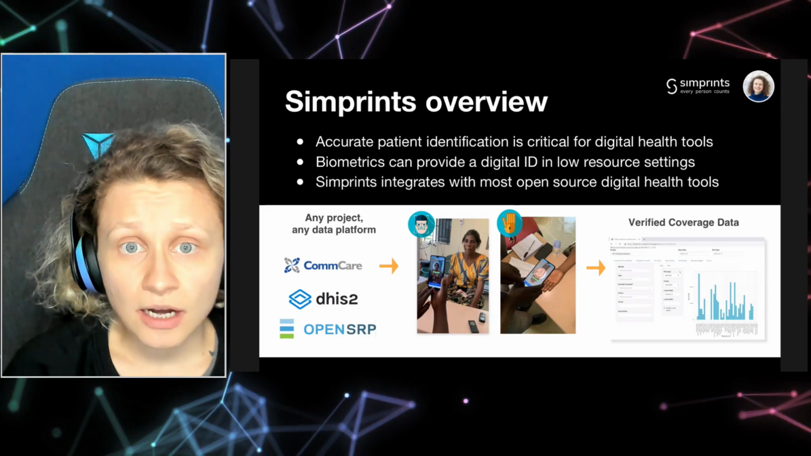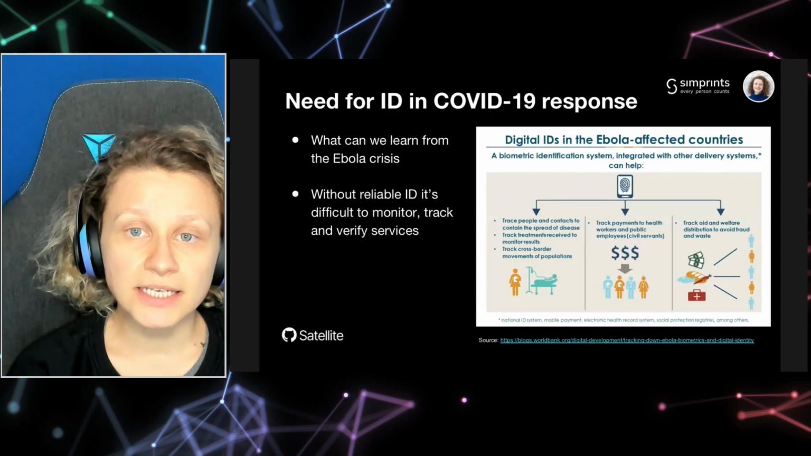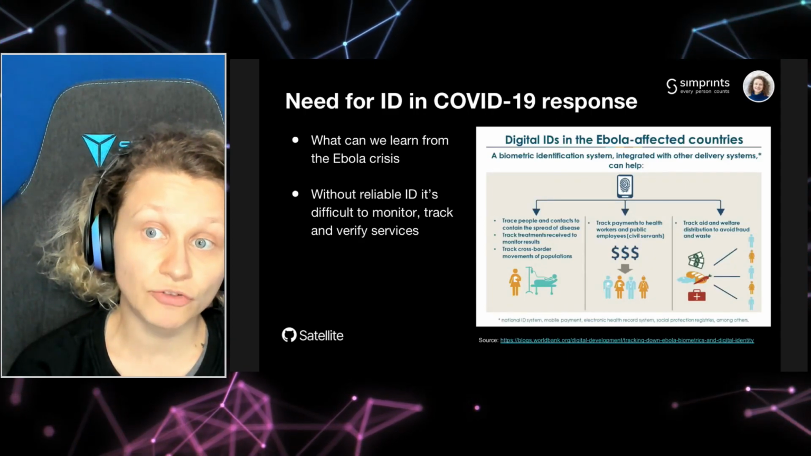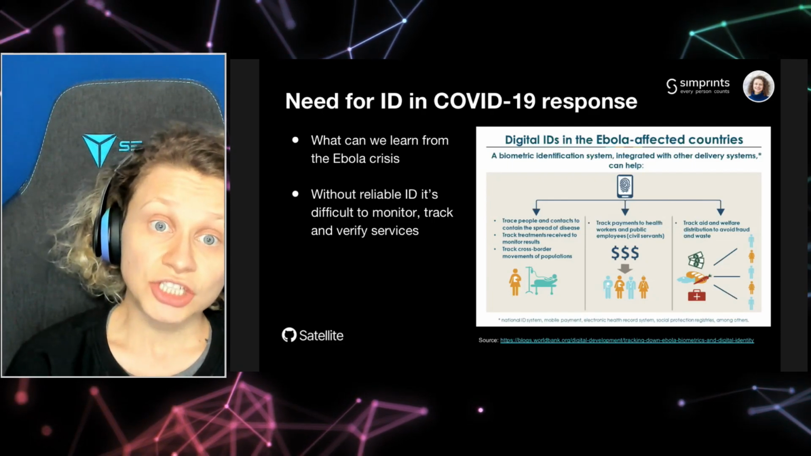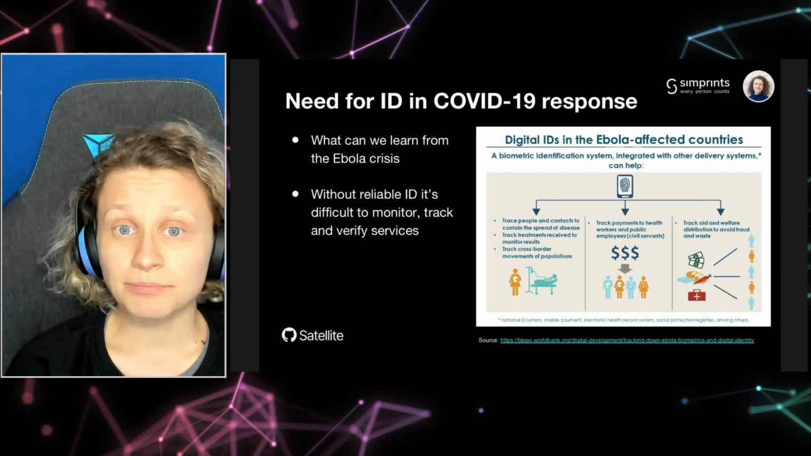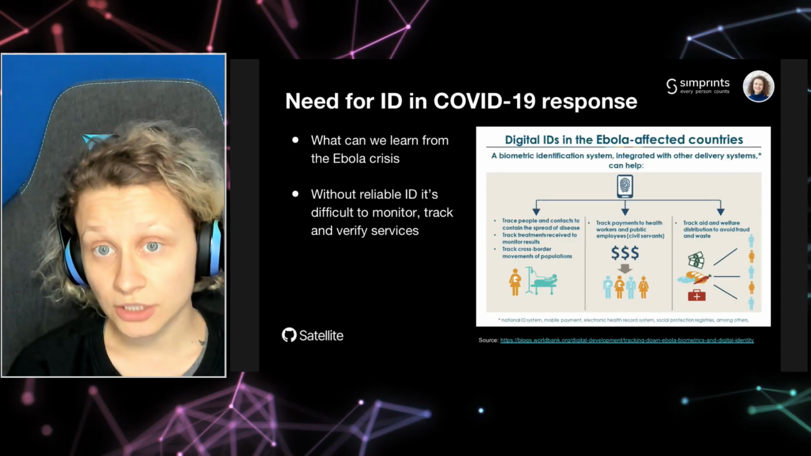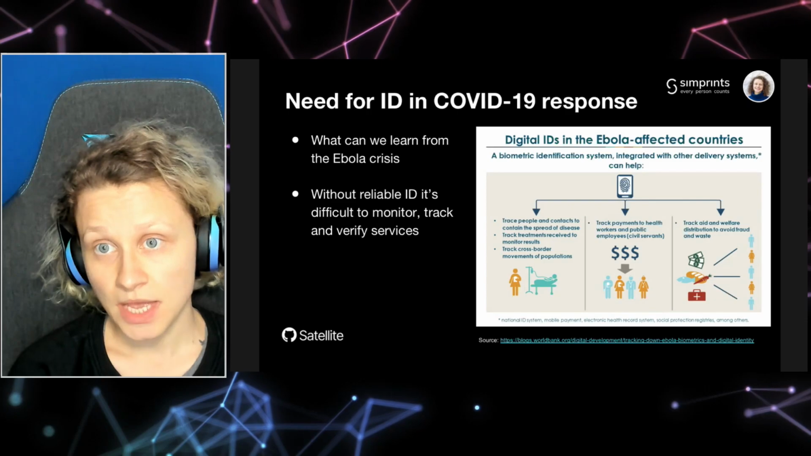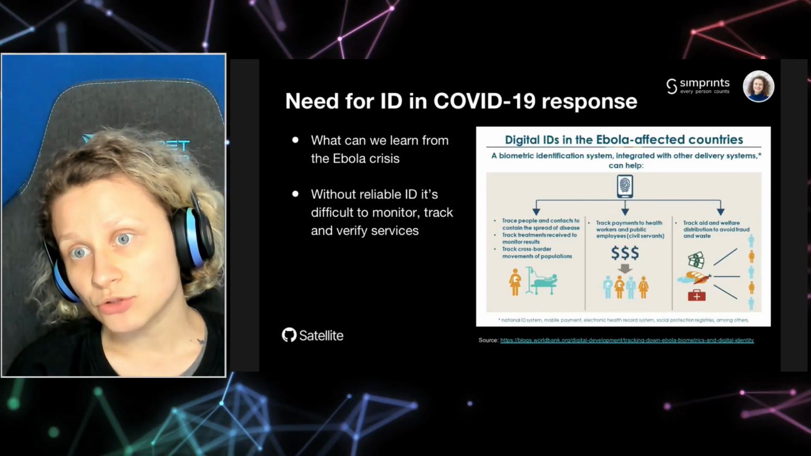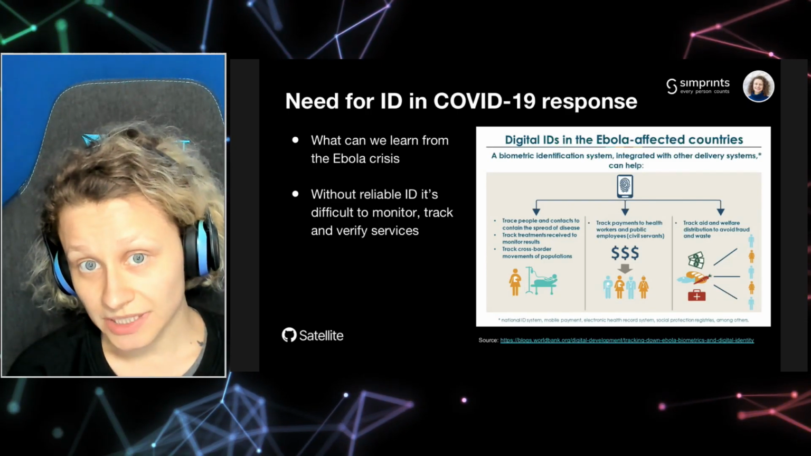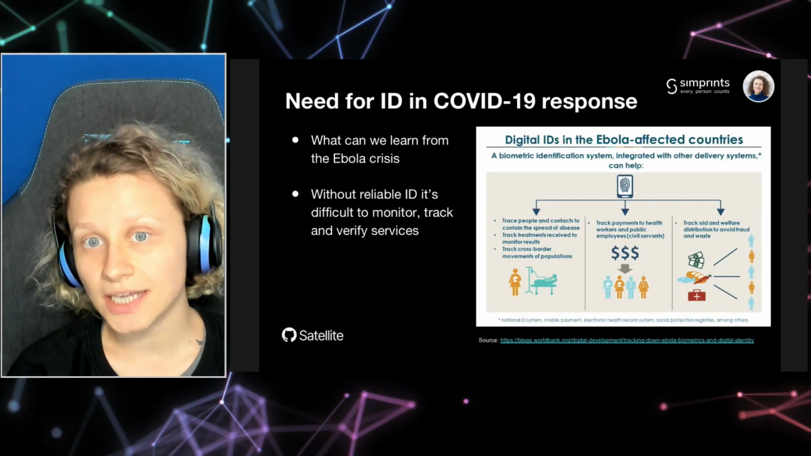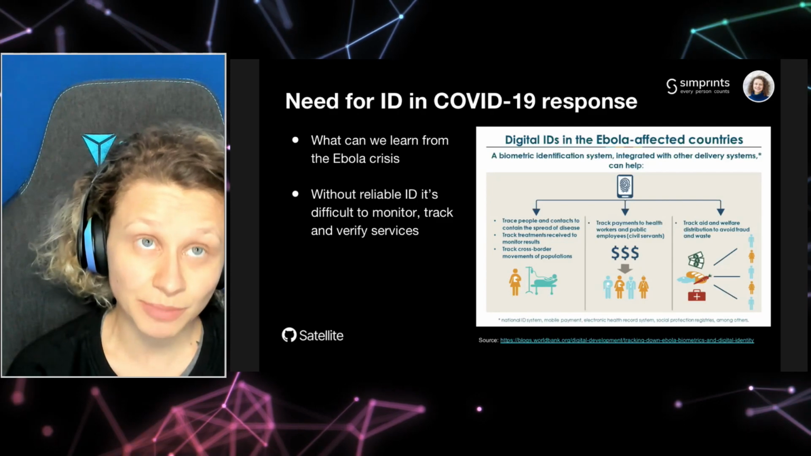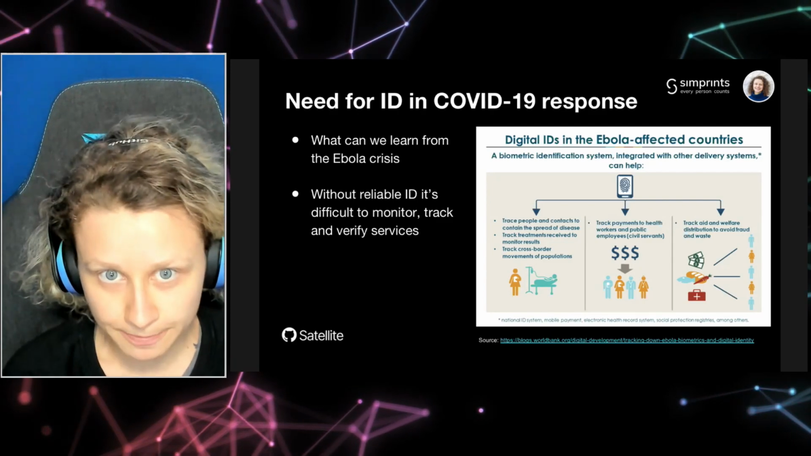In the next slide, we can see that the need for a reliable ID in crisis response has been recognized by the World Bank as a lesson learned from the Ebola epidemic. Digital IDs based on biometrics, when implemented, have been critical for contact tracing as well as distribution of cash and aid. Basically, without being able to track an individual and the treatments they receive, it's really difficult to contain the spread of the disease as well as allocate resources effectively, especially when those resources are scarce.